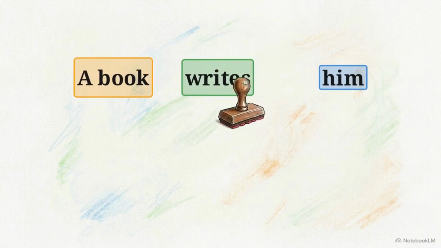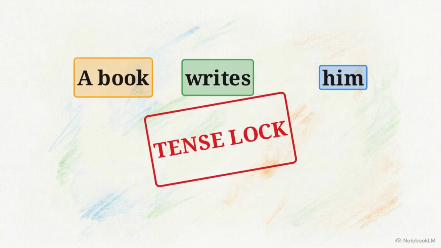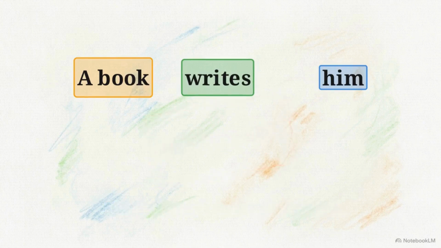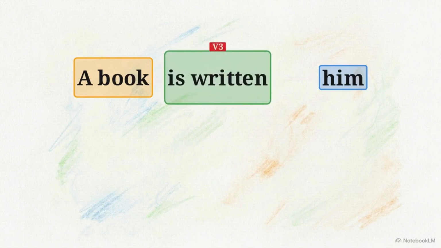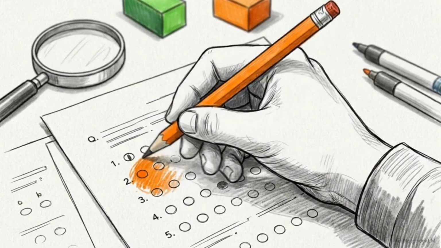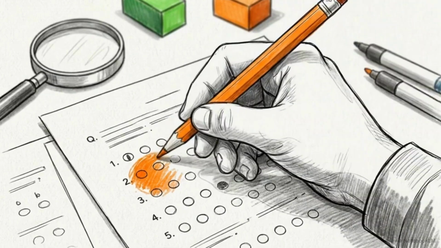This brings us to a strict rule of voice conversion. You must not change the original tense of the sentence. If the prompt is in the present tense, your passive answer must stay in the present tense. Next, the verb transforms into its V3, or past participle form, so writes becomes is written. Finally, we add the word by before the new object. Combining this physical swap with strict tense preservation will allow you to solve most basic exam questions immediately.